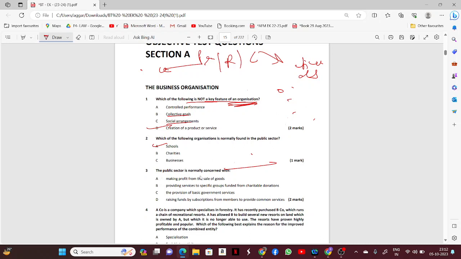Next question. The public sector is normally concerned with. The public sector means the government sector, right? Making profits from the sale? No, not at all, because this is the work of the private sector. Providing services to specific groups funded by charity donations? This is the work of NGOs and not the public sector. Provision of basic government services. This is the correct answer, because it is the work of the public sector that they provide us with the basic government services, right? So this is the correct answer. Let's mark it.